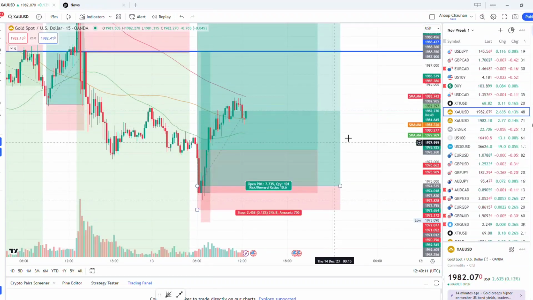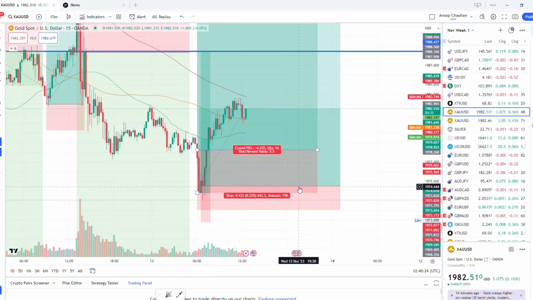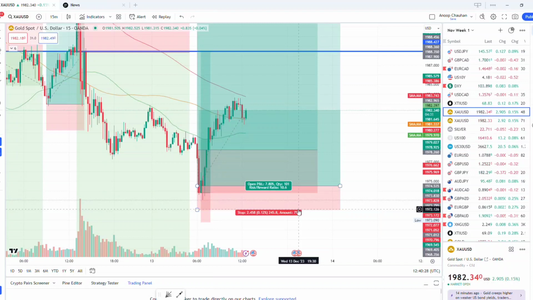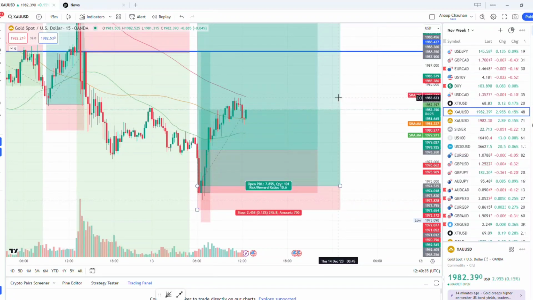So here's a quick review of gold. Today it already made a low of 1973.13, and today's high as of now is 1983.6. What we did today: we opened 1974 buying positions, and the SL was 1972, just a 20 pips SL, and we reached up to the 1983 zone. One more set we have already opened at 1978.